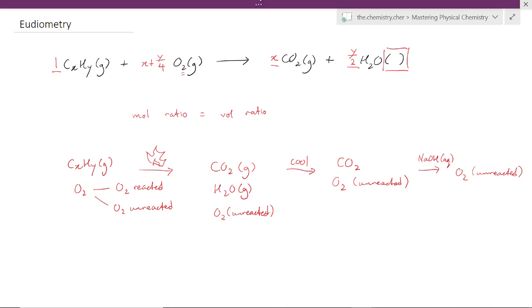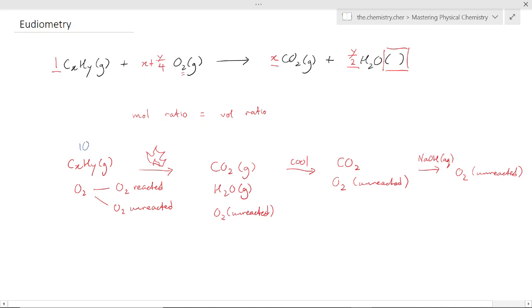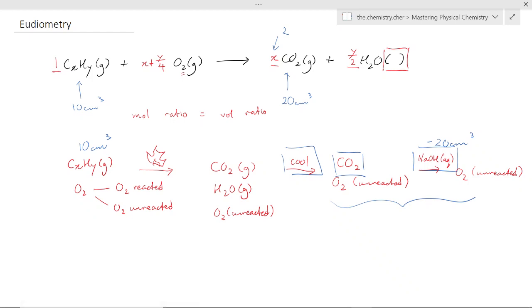For example, let's say I've mixed 10 cm³ of this, and I realized that after the NaOH step, I lost 20 cm³. What this means is that if I compare these two, the thing that is missing is carbon dioxide. So this will be 20 cm³ and this will be 10 cm³, and so the ratio will be 1:2, hence the value of x is 2. That's how we can go about tackling the question. It's very important to know what the question is talking about. Is it talking about the cooling stage? Is it talking about the addition of an alkali? Or is it simply talking about expansion or contraction of volumes?